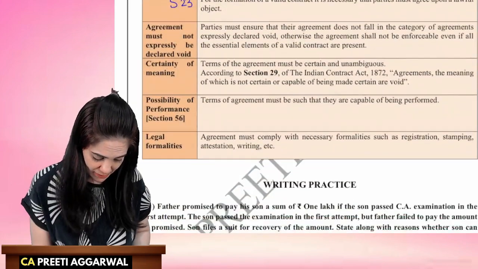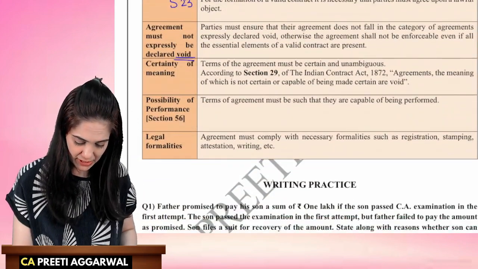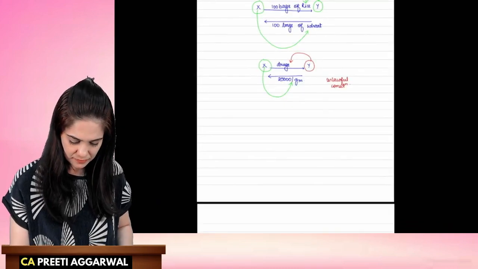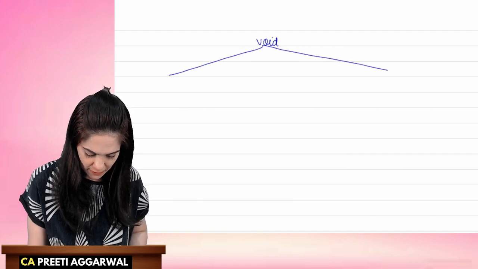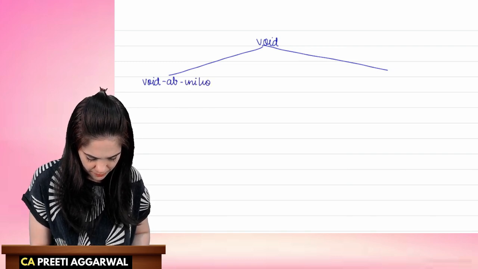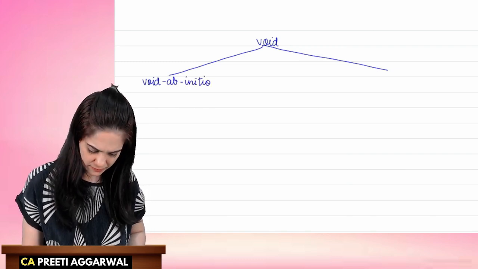Agreement must not expressly be declared void. Now, what is the meaning of void? Void is the opposite of valid. There is a small chart which we will prepare, and then you can copy it later. Void may be either void ab initio or just void.